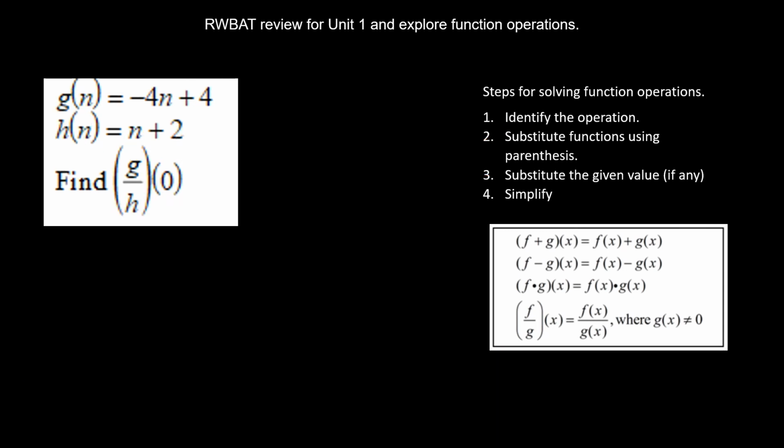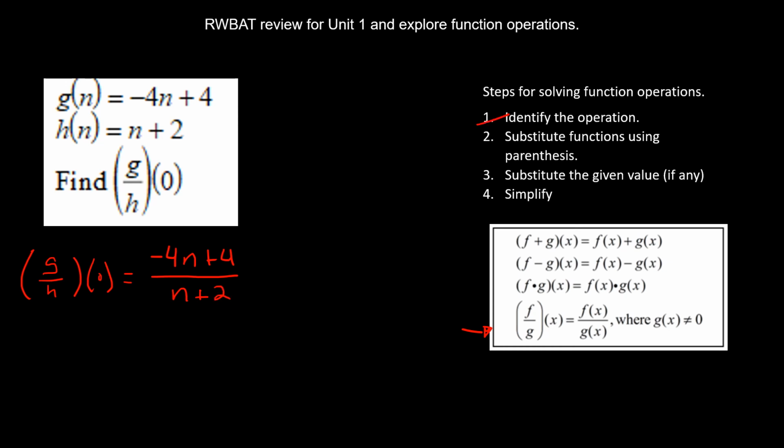And our last problem here, guys, we'll see that we have division. We're doing g over h when x is equal to 0. So this was a little different. So let's set this up. Let's identify our operation. So we're going to do division. So we'll say g over h of 0 is equal to, well, we have g as our numerator, so we would say negative 4n plus 4 divided by n plus 2.